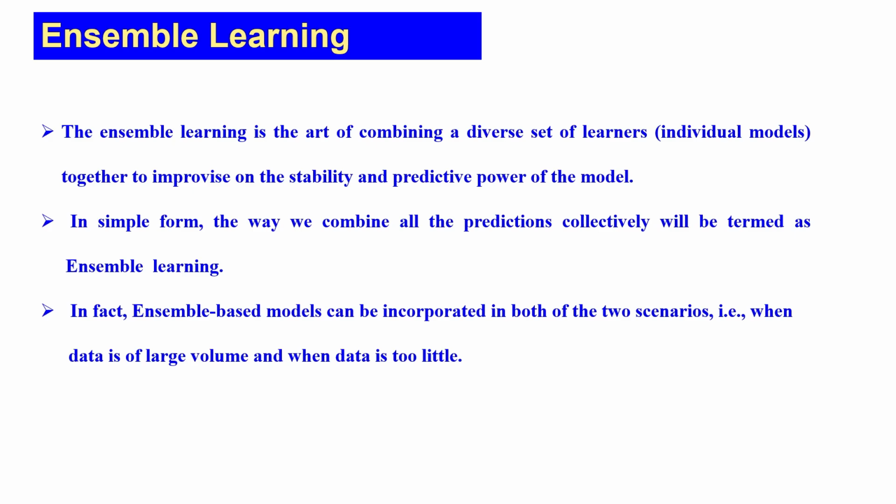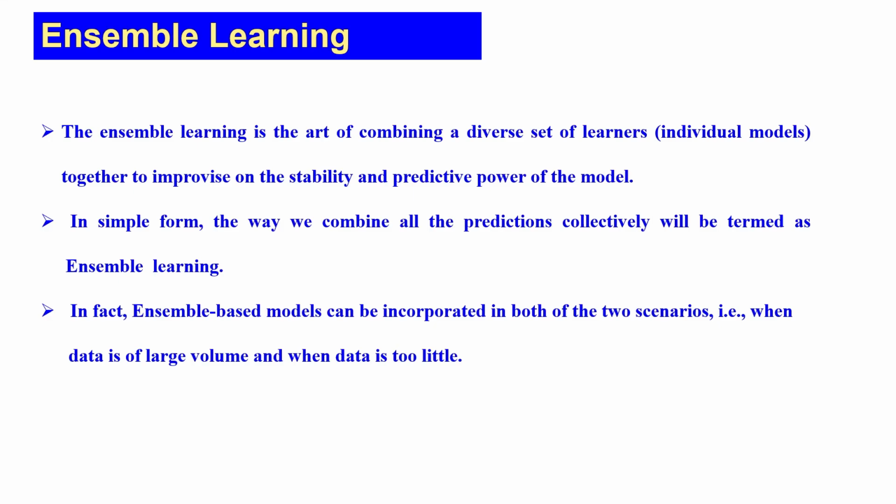First, let us talk a little bit about what we learned in the last lecture. Last lecture we learned about ensemble learning. Ensemble learning is the art of combining a diverse set of weak learners, so that we can improve the stability and the predictive capability of the model. In very simple form, we basically combine all the predictions collectively.